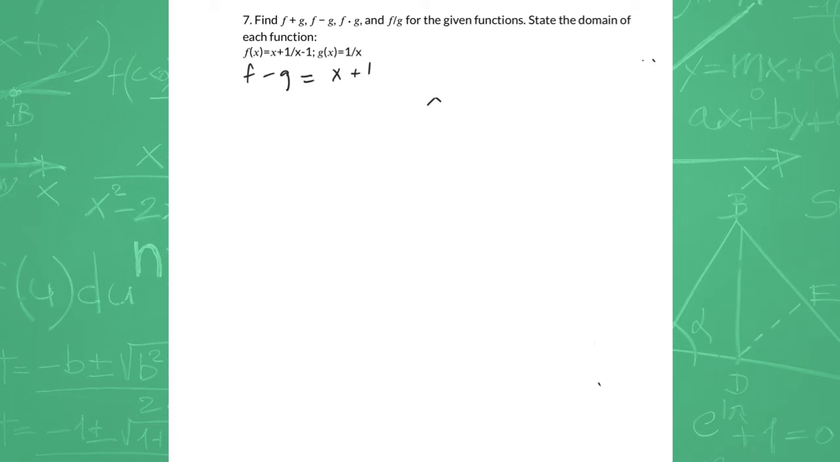So let's move on to f times g. So f times g is equal to x plus 1 over x minus 1 times 1 over x. And this is multiplication, so we don't have to make these two fractions have the same denominator. We can just multiply them straight across on the numerator and the denominator. It's not like addition and subtraction. So when we do that, we have x plus 1 times 1, which is x plus 1, and then x minus 1 times x.